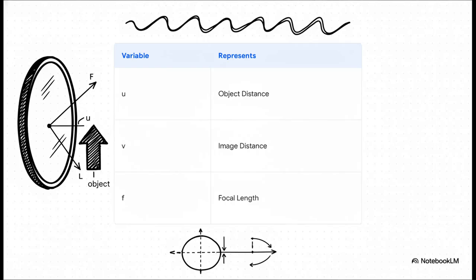So let's quickly break down the terms. U is just how far the actual object is from the mirror. V is how far the image appears to be from the mirror. And F is that focal length we talked about, half the mirror's curve. If you know any two of these, you can always find the third.